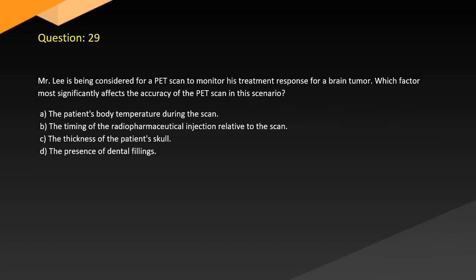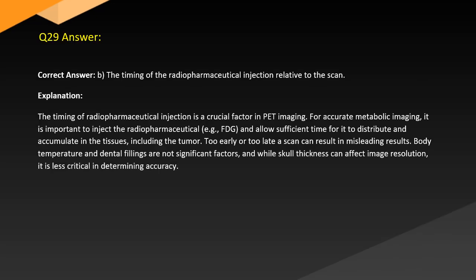Question 29. Mr. Lee is being considered for a PET scan to monitor his treatment response for a brain tumor. Which factor most significantly affects the accuracy of the PET scan in this scenario? A. The patient's body temperature during the scan. B. The timing of the radiopharmaceutical injection relative to the scan. C. The thickness of the patient's skull. D. The presence of dental fillings. Answer. Correct answer: B. The timing of the radiopharmaceutical injection relative to the scan.